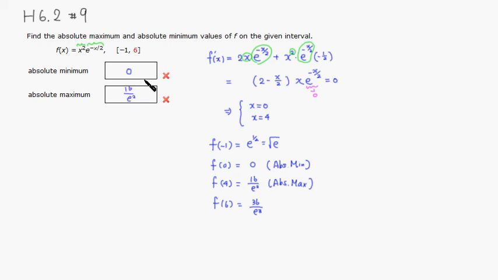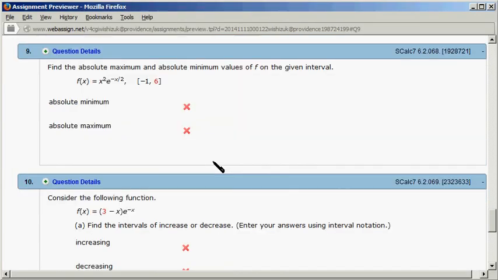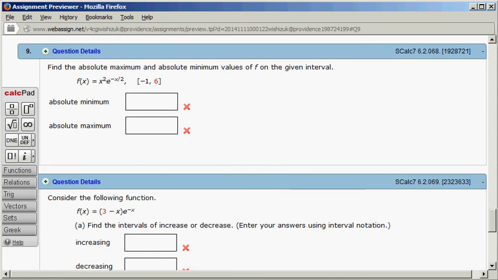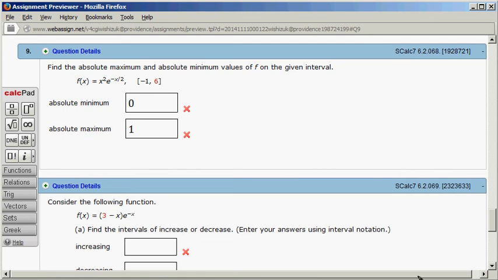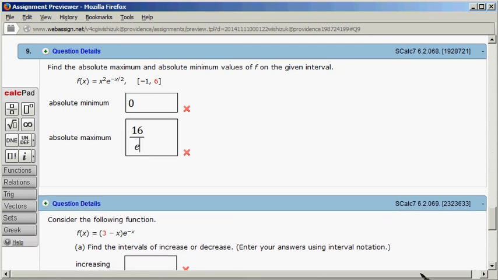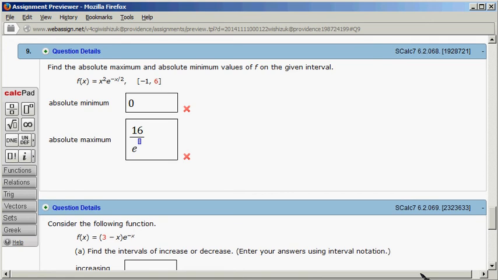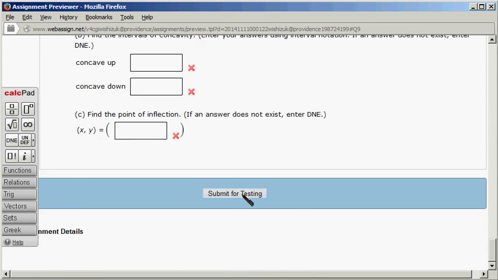So let's type these in. We have 0 for the absolute min, and the absolute max was 16 over e squared. Alright, so let's submit for testing.